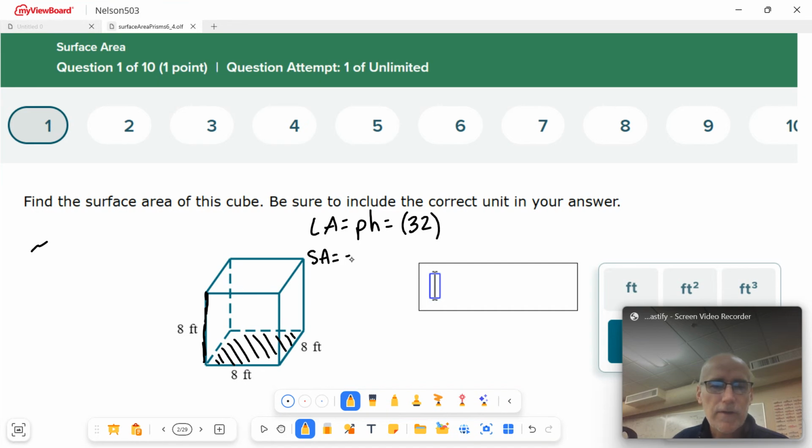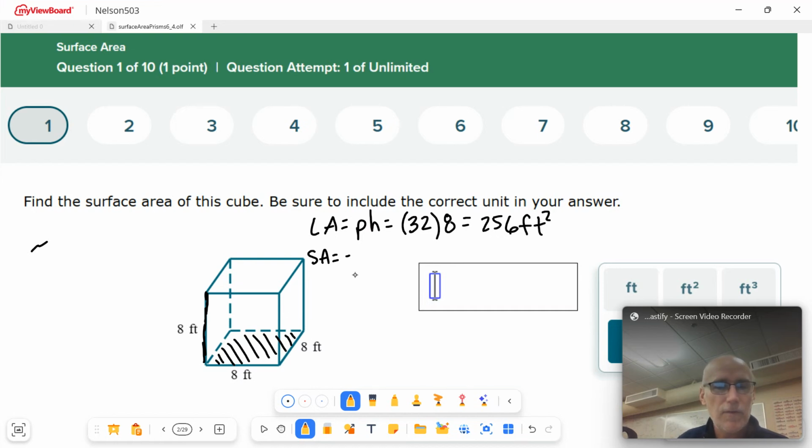So, I forgot to finish off my lateral area. I got to multiply that by 8. Okay, so what do we get? We get 240 plus 16 more. I think that's 256, and then it's going to be square feet. All right, but don't put that in there, because we got to add a top base and a bottom base.